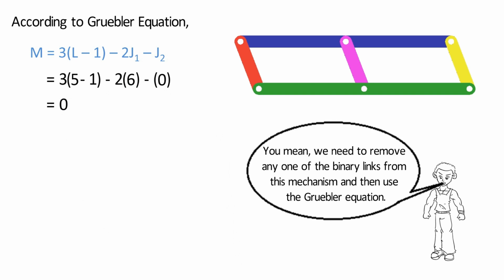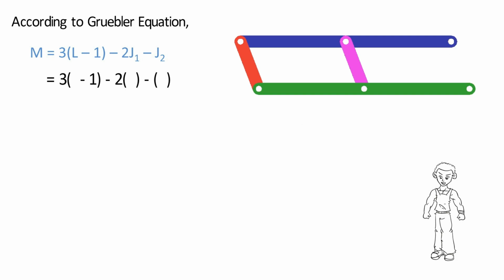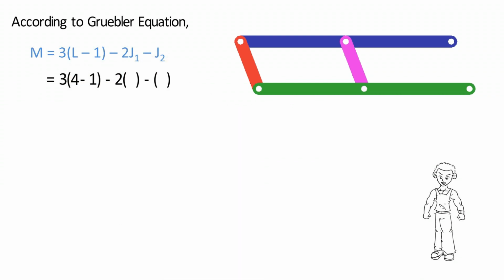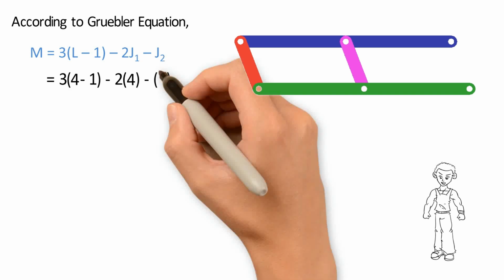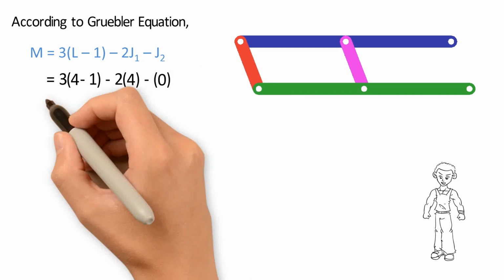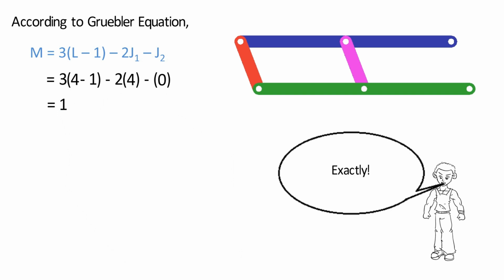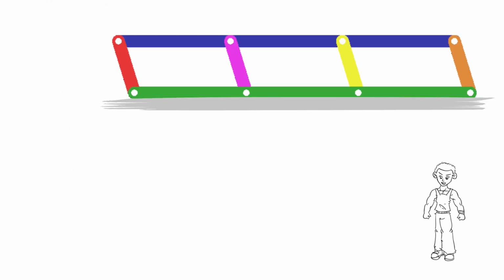You mean, we need to remove any one of the binary links from this mechanism, and then use the Grubler equation? Correct. Let's remove the yellow link and calculate the degree of freedom. Now, the number of links in this mechanism is 4. The number of joints having 1 degree of freedom equals 4. And there are no joints having 2 degrees of freedom. Hence, the degree of freedom computes to 1, which is in agreement with the actual degree of freedom for this mechanism. Exactly.